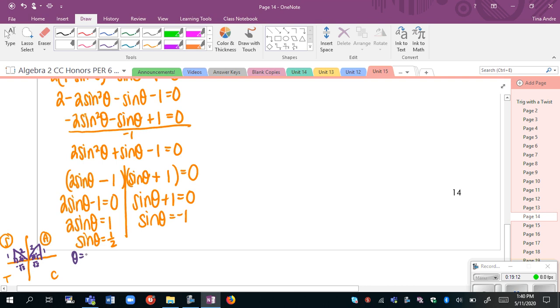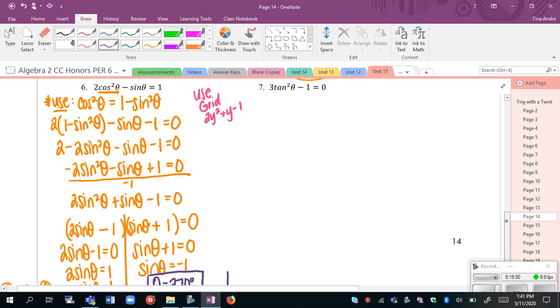So in the first quadrant, we're going to be at 30 degrees. In the second quadrant, 180 minus 30 is going to give me 150. So there's my 2 solutions from the left-hand side. From the right-hand side, we're looking at when does sine equal -1. So when is the y value -1? And that's going to be down here at 270 degrees on our unit circle. We're going to have a y value of -1. So that theta ends up giving us 270. So now I have 3 solutions for this equation.